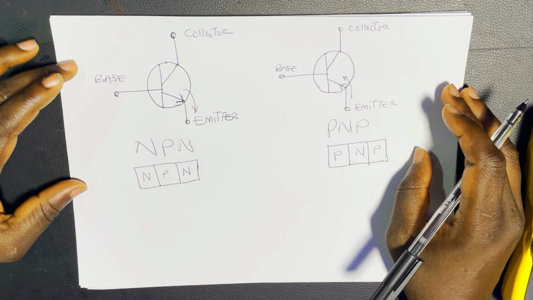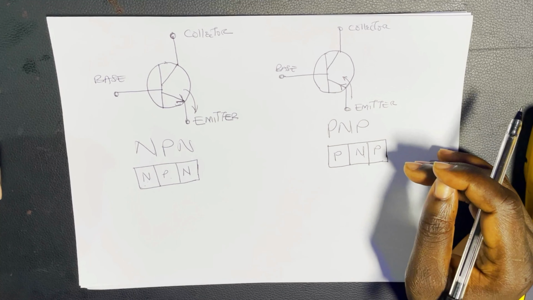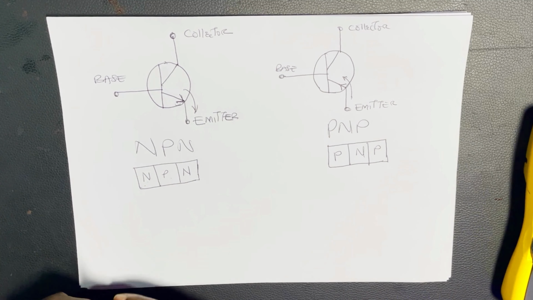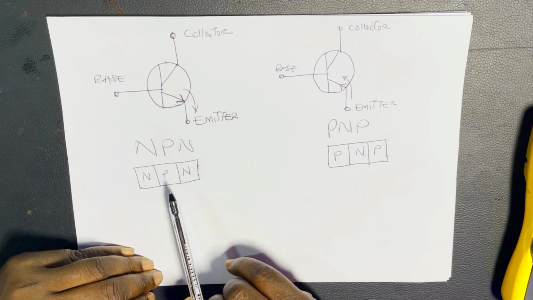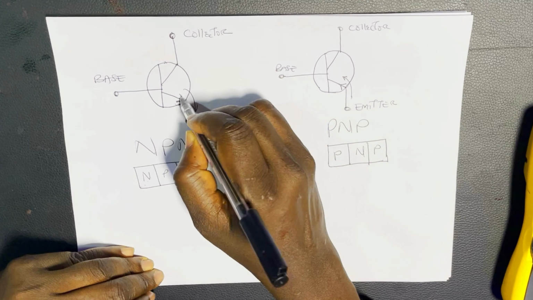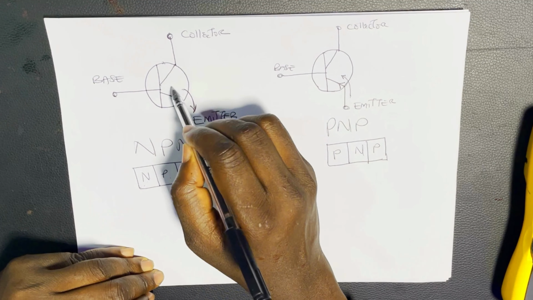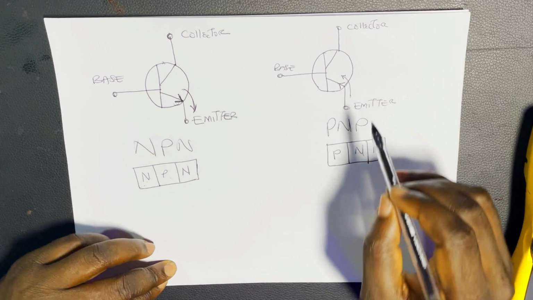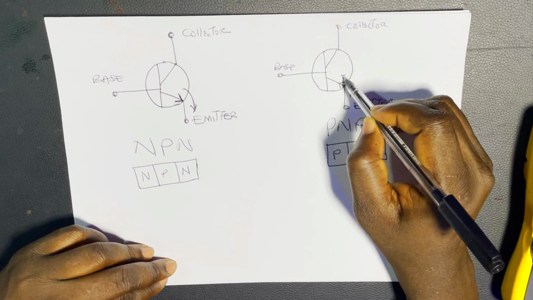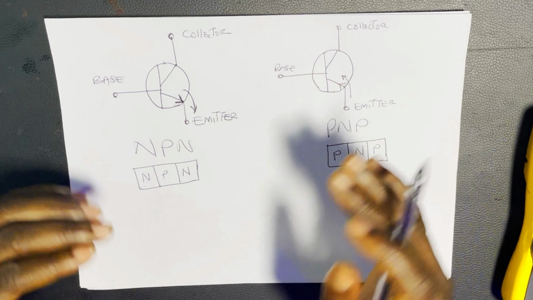So I'm going to show you the basic difference between NPN transistor and PNP transistor, both in terms of symbol and in terms of measurement. To start with, the difference in symbols is that in the case of NPN transistor, the arrow is pointing out, like current is flowing out of the transistor, while in the case of PNP, the arrow is pointing in, like current flowing from emitter into the transistor. So that's the basic difference.